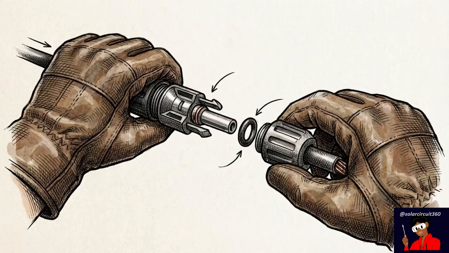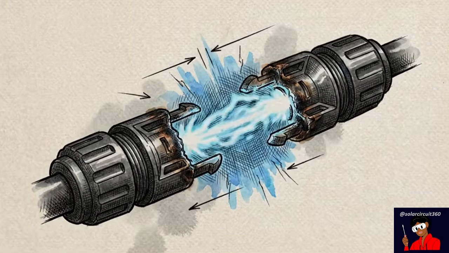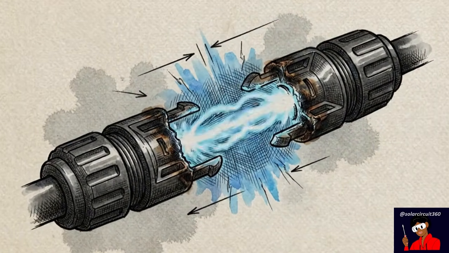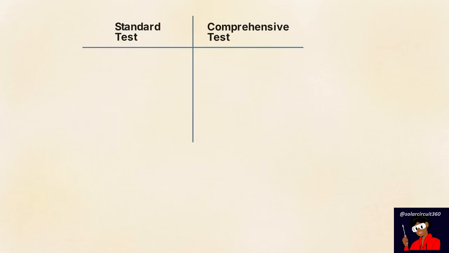For safety, never attempt to disconnect MC4 connectors while the system is under load. Breaking the circuit will draw a high-voltage electrical arc that can cause immediate, severe burns. Always isolate the array first. To catch these failures safely, you must utilize the correct diagnostic protocol shown in this cable.